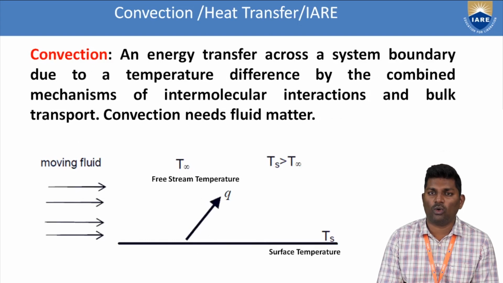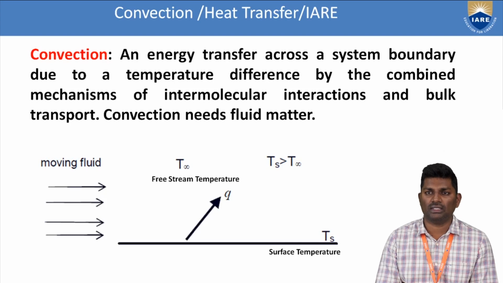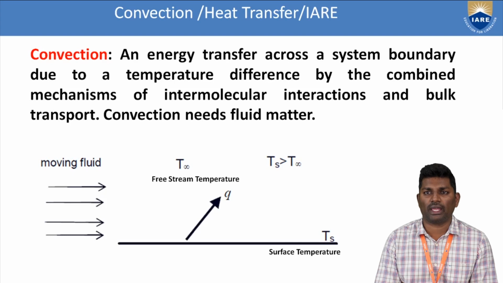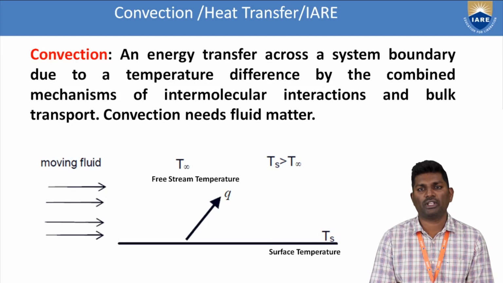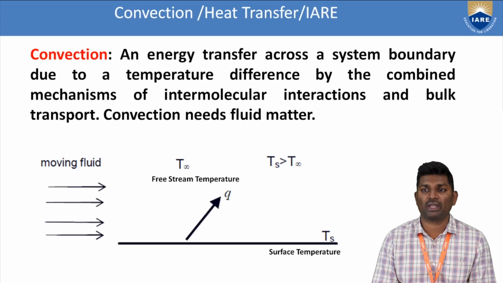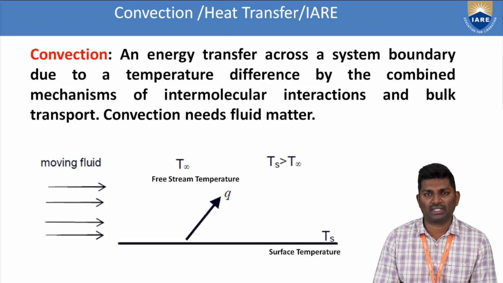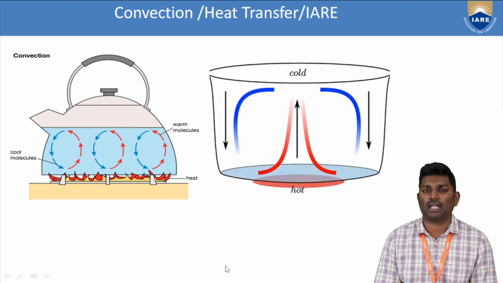Now the second mode of heat transfer is convection. Convection generally occurs in liquids. Here the energy transfer across the system boundary due to temperature difference is by the combined mechanism of molecular interaction and bulk transport. As we have discussed, convection needs fluids. So this is how the convection process happens.